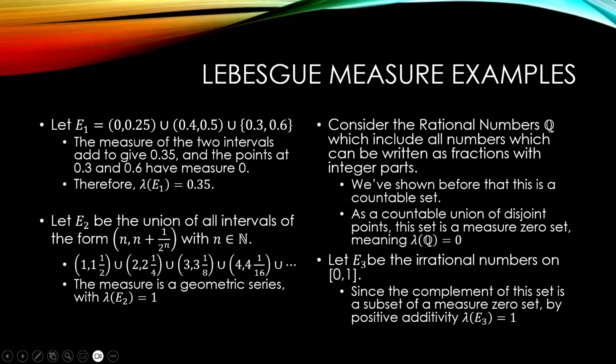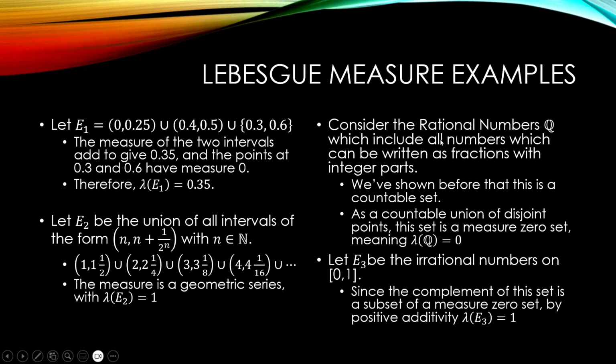If we have something weirder like this, let E2 be the union of all intervals of the form n comma n plus 1 over 2 to the n, with n being the natural numbers. Well, this would be going from 1 to 1.5, then 2 to 2 1/4, then 3 to 3 1/8, and 4 to 4 1/16. The measure of this would be a geometric series. We actually have already done this one before. The measure of 1/2 plus 1/4 plus 1/8 all the way down ends up being 1.